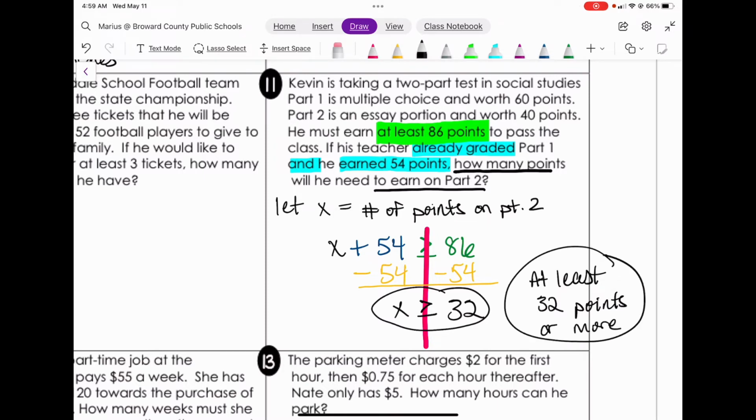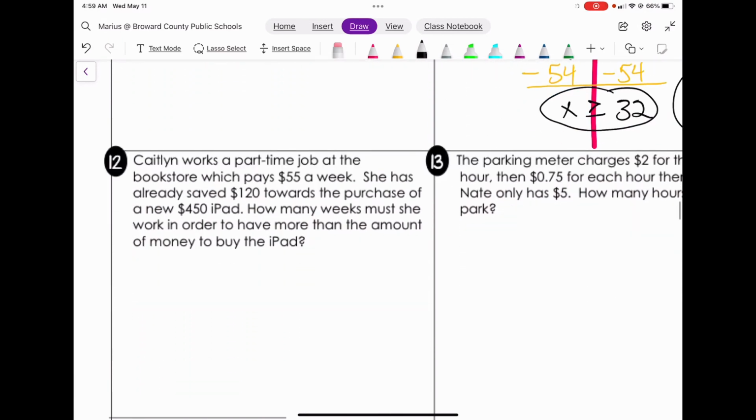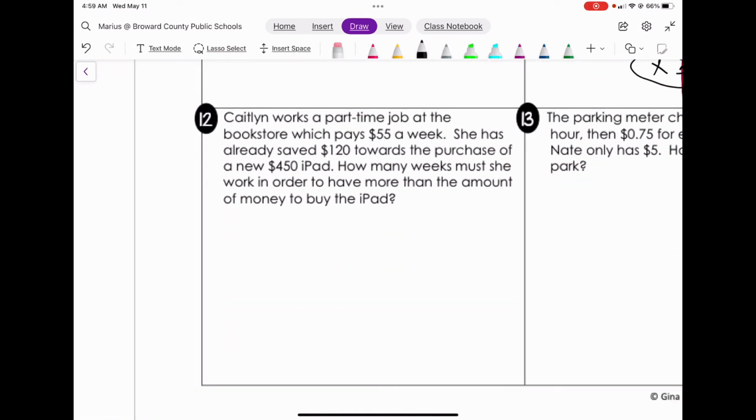Okay. All right. Let's take a look at these last 2, and then we'll be done with our little lesson for today. Number 12. Number 12 reads, Caitlin works a part-time job at the bookstore, which pays $55 a week. She has already saved $120 towards the purchase of a new $450 iPad. How many weeks must she work in order to have more than the amount of money to buy the iPad? Now, have more than the amount of money.